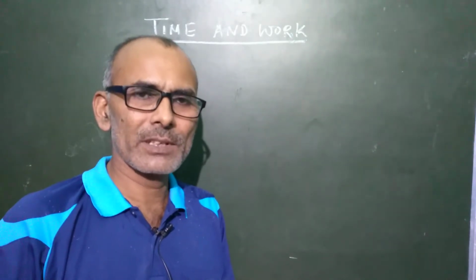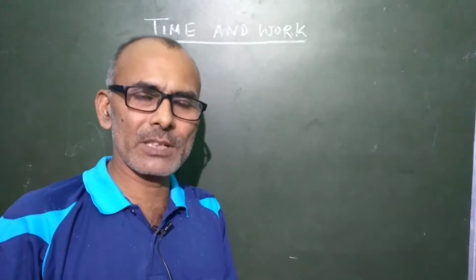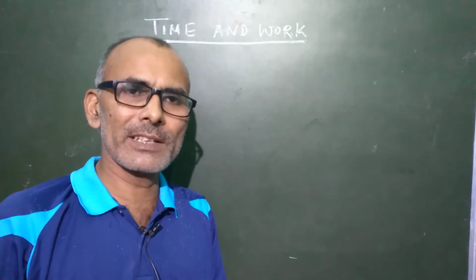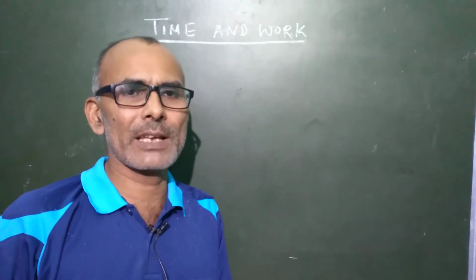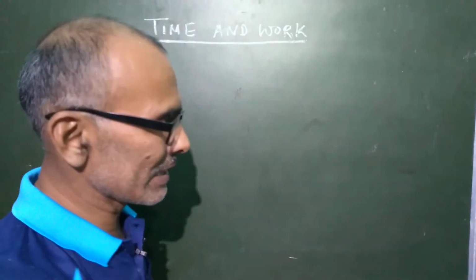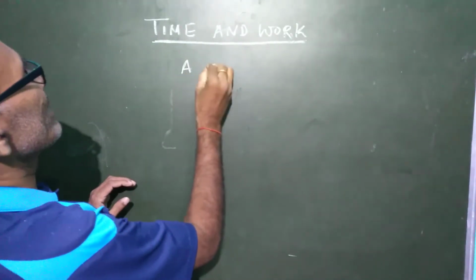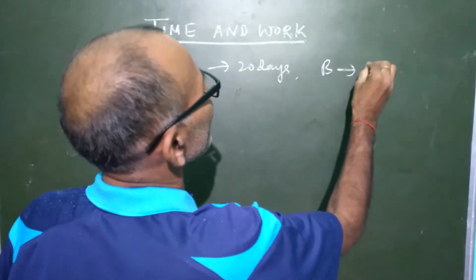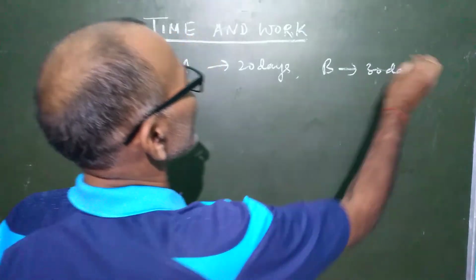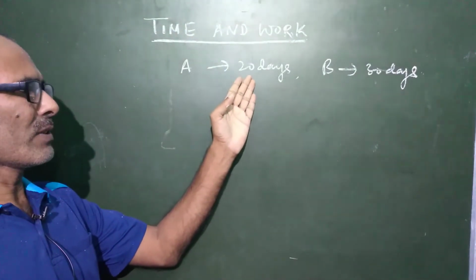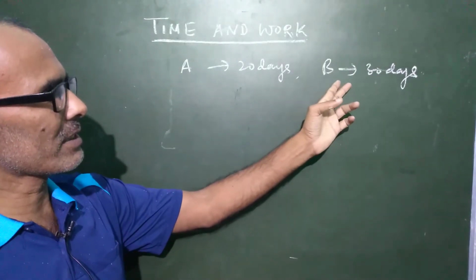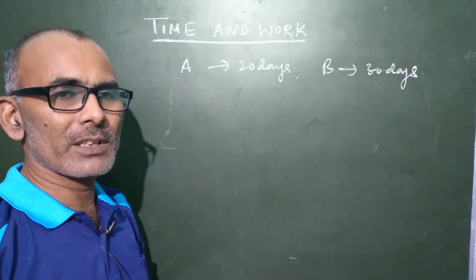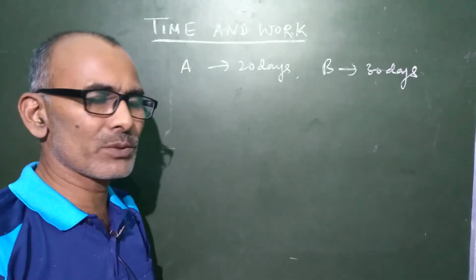Once again I am going to repeat. If A can do the piece of work in 20 days and the same work is done by B in 30 days, if they work together, then how much time will they take? So students, see, A is taking 20 days. I am writing here in short. B is taking 30 days. A is taking 20 days to complete the work and the same work is completed by B in 30 days. Now, how to start? How to find out the time in which they can together do the work?